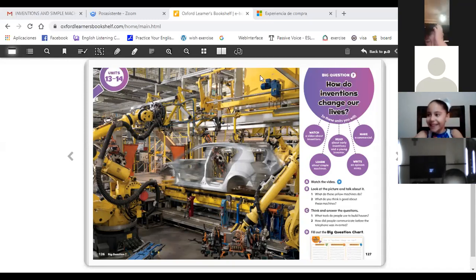Now, it says, think and answer the questions. We have 2 more questions. What tools do people use to build houses? Tools, guys, also make our life easier, okay? When you want to hang a frame on the wall, you use a hammer, for example, okay? So also machines, or like it says, tools that we can use in our house.